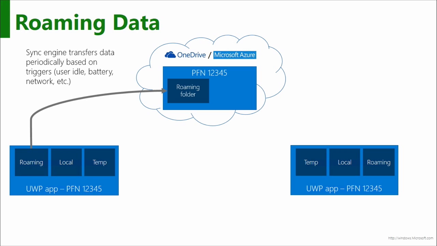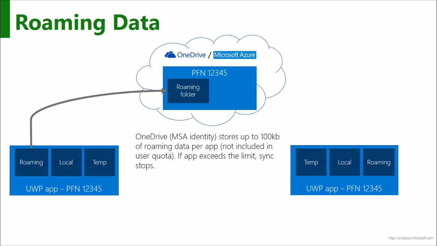And that will just be synced automatically based on various triggers, which might be the user is idle, the battery's at a certain level, the network's available, obviously. There's various triggers that cause this stuff to be synced up through the cloud. And of course, I'm not really storing a lot in the cloud. This isn't roaming my entire hard drive.